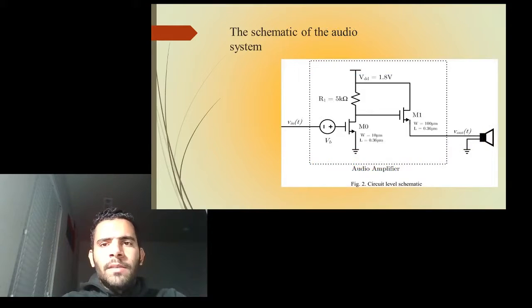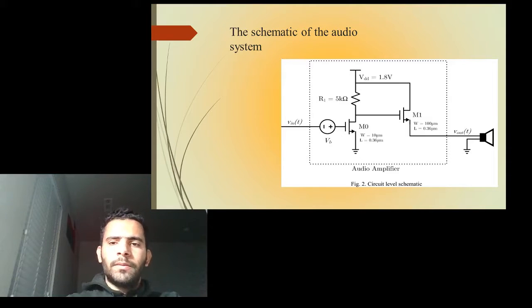Here we can see the schematic of the device, or basically the circuit. So we have an input signal, which is a DC voltage source connected to a MOSFET. So we have 2 MOSFETs, and they are both NMOS. We have also 5K resistance, and the output of the circuit is connected to the speaker.